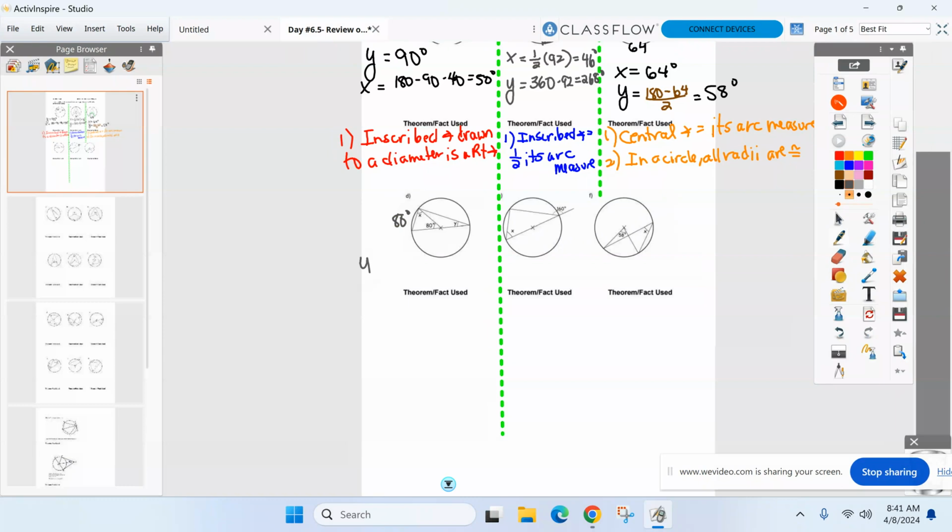What type of angle is angle Y? Inscribed, and everyone see it's drawn to the 80 degrees we knew about. So it's not equal to 80. It's going to be equal to half of 80. 40 degrees.